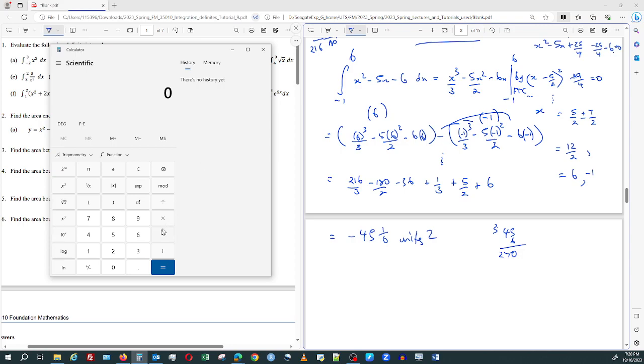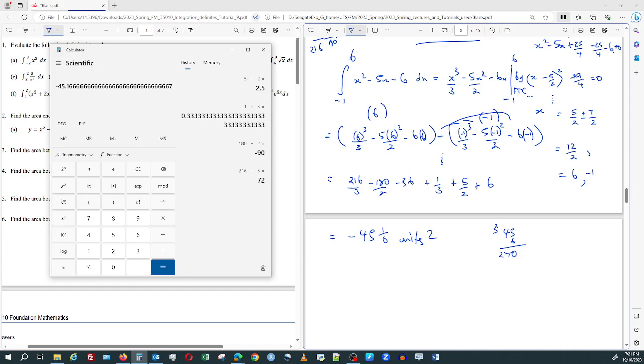Okay, let's just try again. 216 divided by 3. Let's just put it in the memory. Let's do it that way. 180 divided by 2. Plug it into the memory. 36. Add it to the memory. 1 divided by 3. Add it to the memory. 5 divided by 2. Add it to the memory. 6, memory plus. Put the memory back. I'm getting the same answer that I got before.